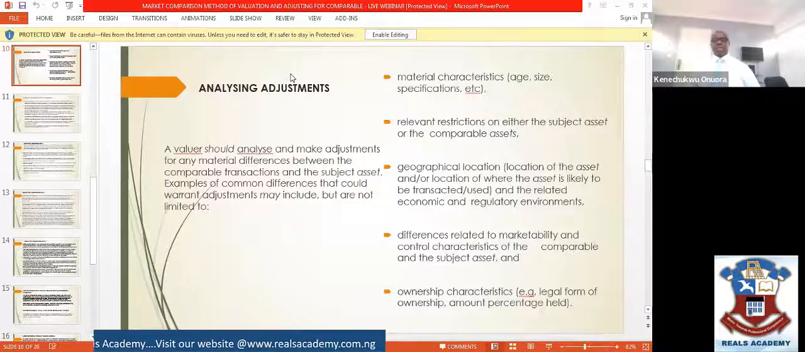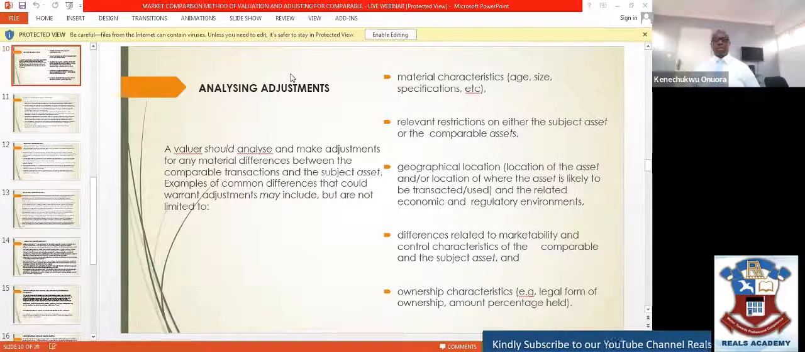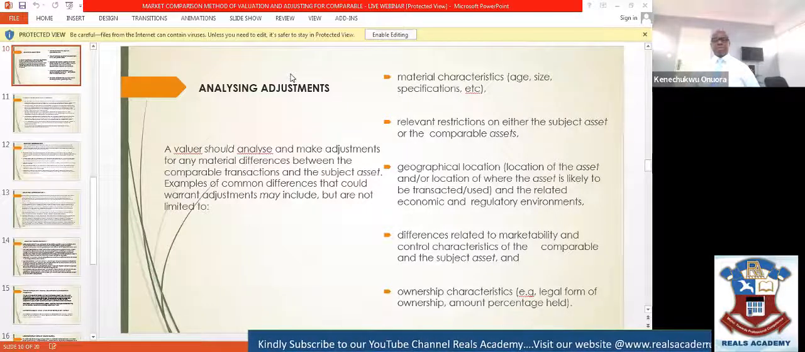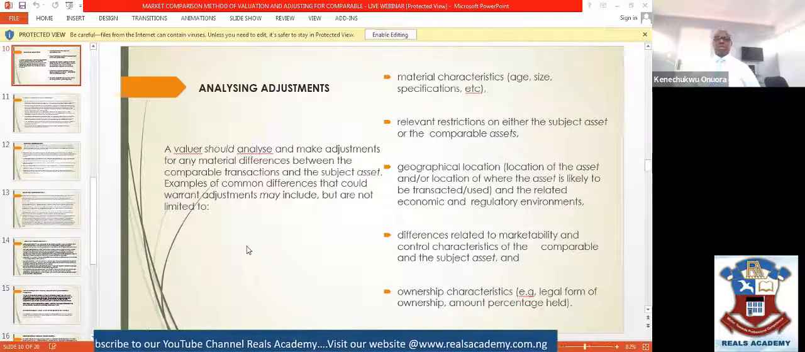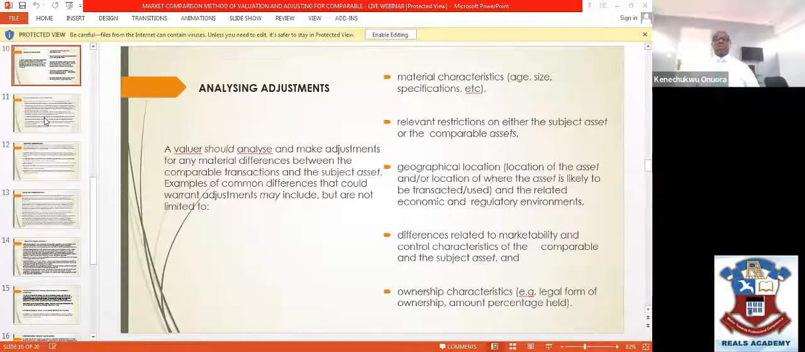There are references related to marketability and control characteristics of comparables. So are you checking all of this? Are you analyzing adjustments on property that you cannot sell, that maybe does not have a title document, that does not have the required ROV? For instance, in Abuja, before you conduct any title search, you must have a right of occupancy, not just a certificate of occupancy. So are you analyzing those adjustments? You need to know them.